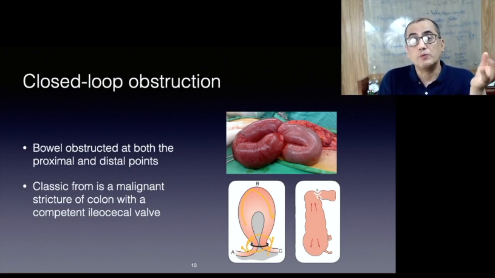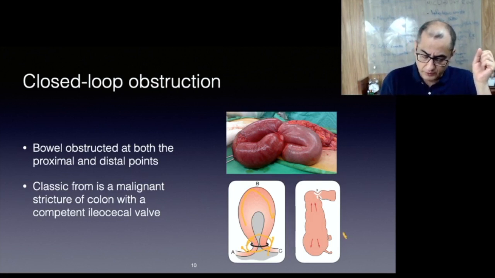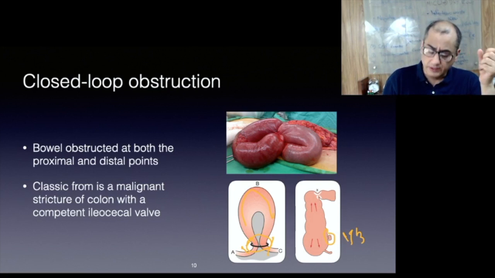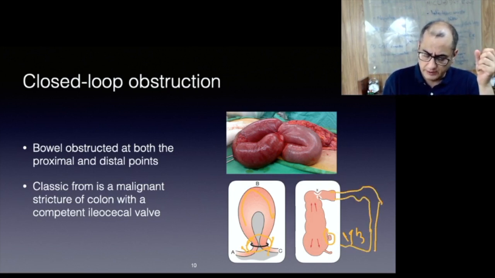A classic form of a closed loop obstruction is seen in the presence of a malignant stricture of the colon with a competent ileocecal valve. This is present in around 1/3 of the individuals. So 1/3 of the individuals have competent ileocecal valves. Now this can occur with lesions as far distally as the rectum. So it's the transverse colon, the descending colon, sigmoid, and rectum.